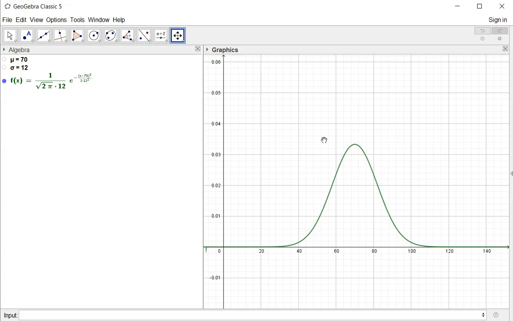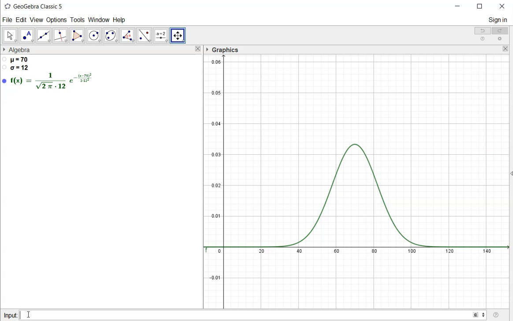Then what we want to do is find the probability of at least getting 85. So 85 is probably around here. So we are looking at the area of this small region here. So we want to find that. All right, so let's find that.